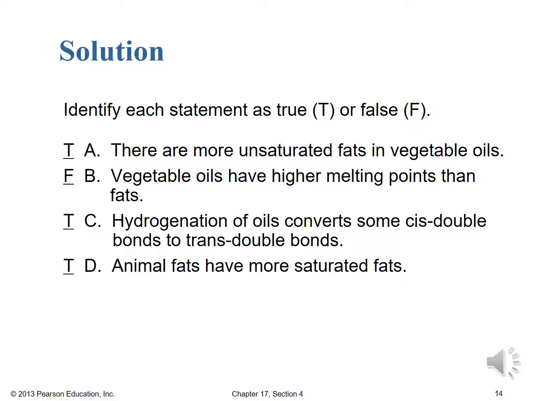For B, vegetable oils have higher melting points than fats. Well, no, that's false. Our vegetable oils tend to be oils, liquids at room temperature and pressure, aside from coconut oil and palm oil, whereas the animal fats tend to have higher melting points and be solids at room temperature and pressure. For C, hydrogenation of oils converts some cis double bonds to trans double bonds. That's true. And finally, D, animal fats have more saturated fats as a rule of thumb than plant sources, again, with coconut and palm being exceptions to that.